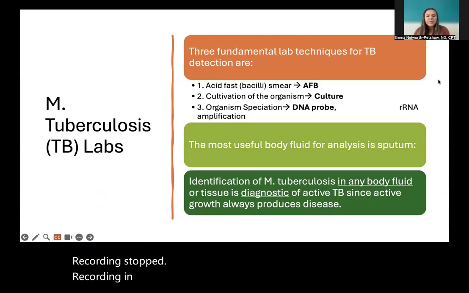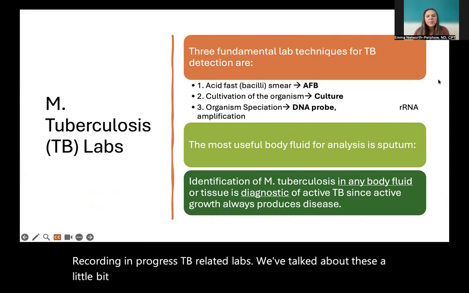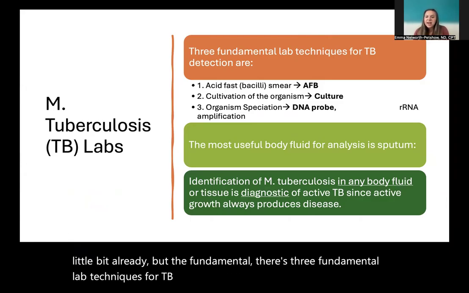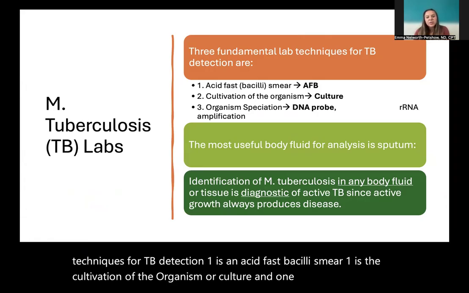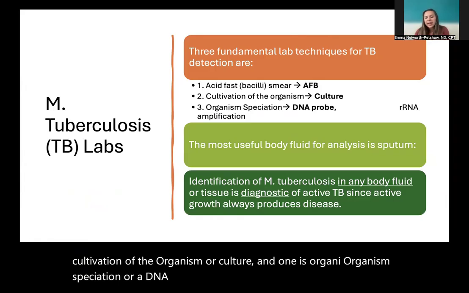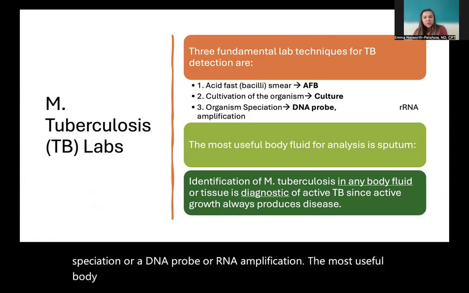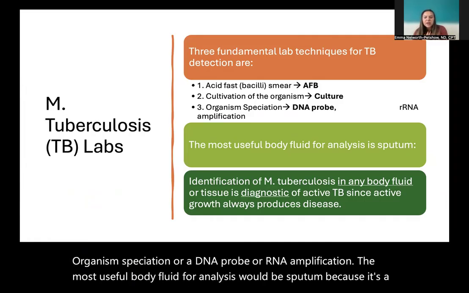TB related labs, we've talked about these a little bit already, but there's three fundamental lab techniques for TB detection. One is an acid-fast bacilli smear, one is the cultivation of the organism or culture, and one is organism speciation or a DNA probe or RNA amplification. The most useful body fluid for analysis would be sputum because it's a respiratory infection.